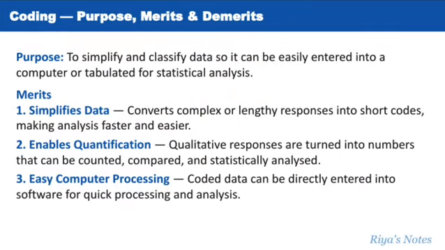Coding, purpose, merits, and demerits. Purpose: to simplify and classify data so it can be easily entered into a computer or tabulated for statistical analysis. Merits. 1. Simplifies data. Converts complex or lengthy responses into short codes, making analysis faster and easier. 2. Enables quantification. Qualitative responses are turned into numbers that can be counted, compared, and statistically analyzed. 3. Easy computer processing. Coded data can be directly entered into software for quick processing and analysis.